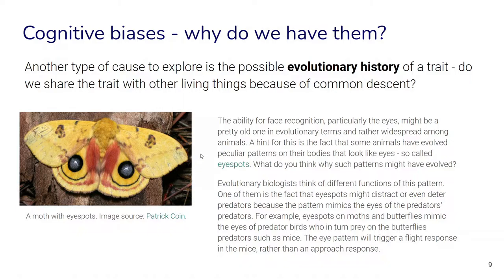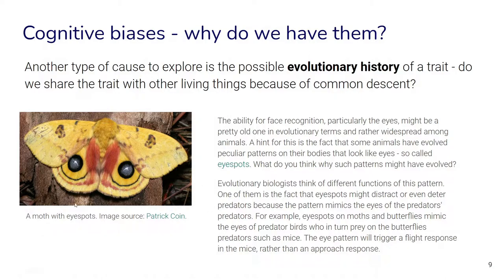Namely, the fact that some animals have evolved patterns on their bodies that look like eyes, so-called eye spots, like in this moth here. And so evolutionary biologists think of different functions of this pattern, like why might it have evolved? You can think about also what kind of ideas you have, but one of the ideas is that these eye spots might distract or even deter predators, because the pattern mimics the eyes of the predator's predator.